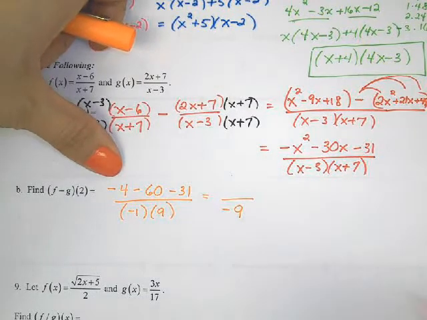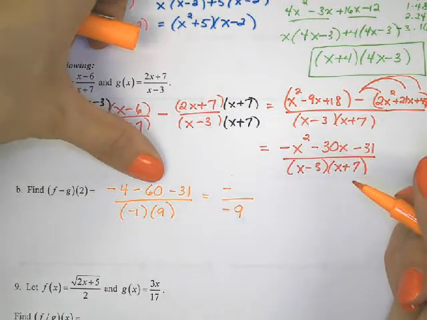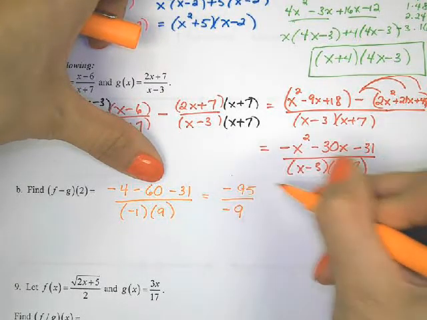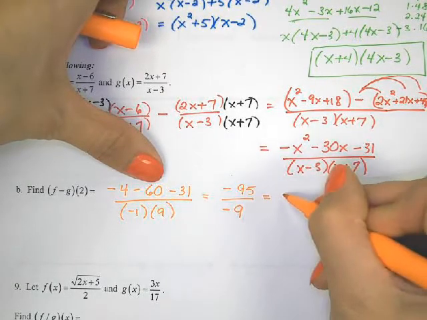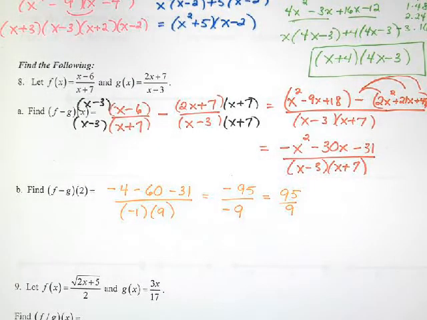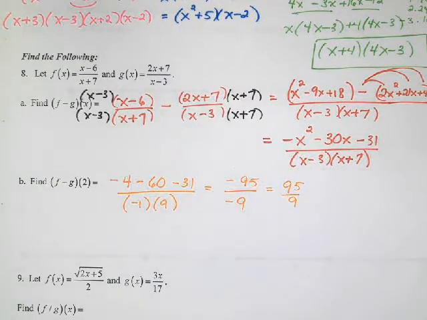And the numerator is negative 95, which will become a positive 95 over 9, which I don't think can cancel, because 9 can't cancel by 5, and 95 can't cancel by a 3.